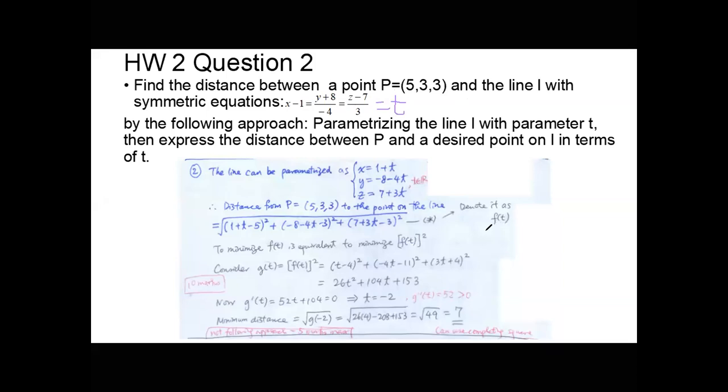To minimize f of t is equivalent to minimize f of t squared. There are many ways to find the minimum. One way is to take the derivative. Let g prime of t equal 0. Then we can get t equals minus 2. After simple calculation, the minimum distance is 7.